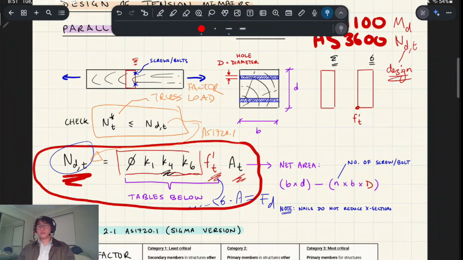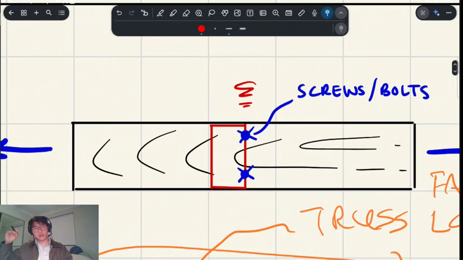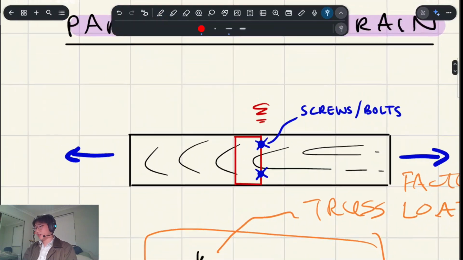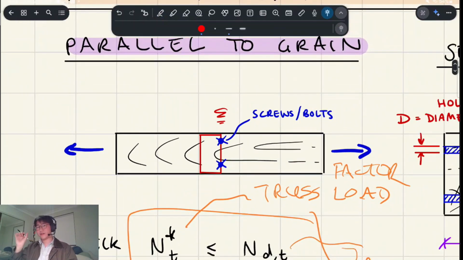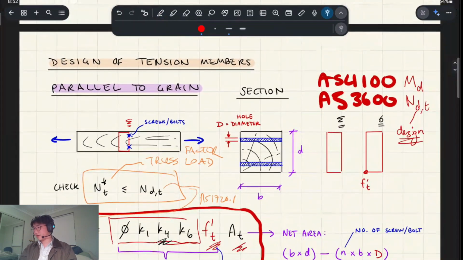Net area is essentially your cross-sectional area, so this rectangle here, minus any penetrations. Because if you think about this entire member, where it will break first, where it will be the weakest, is where you have these screws or bolts going through it, because it eats through the timber material, and we have to account for that missing material.